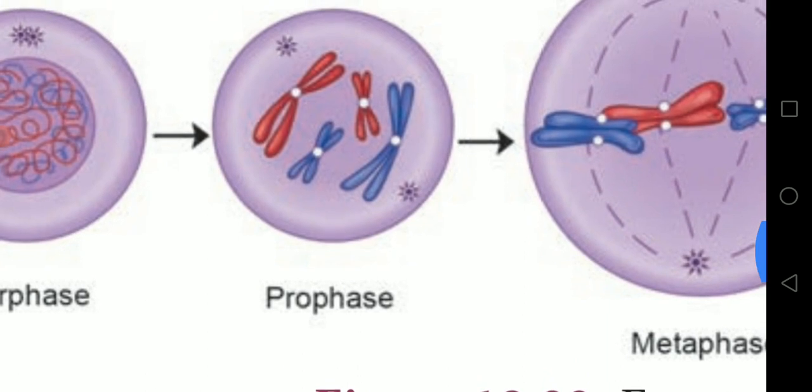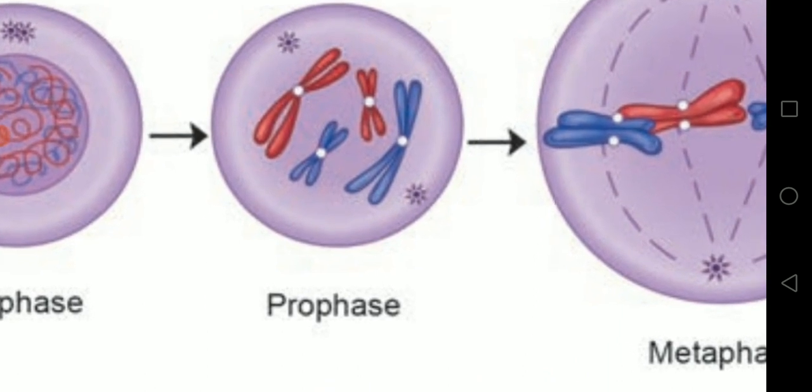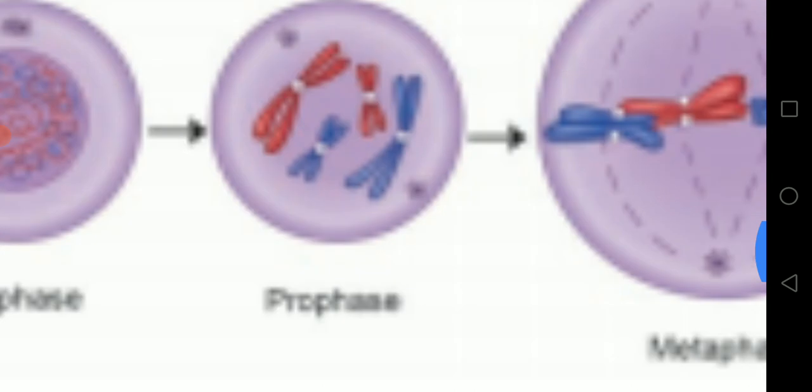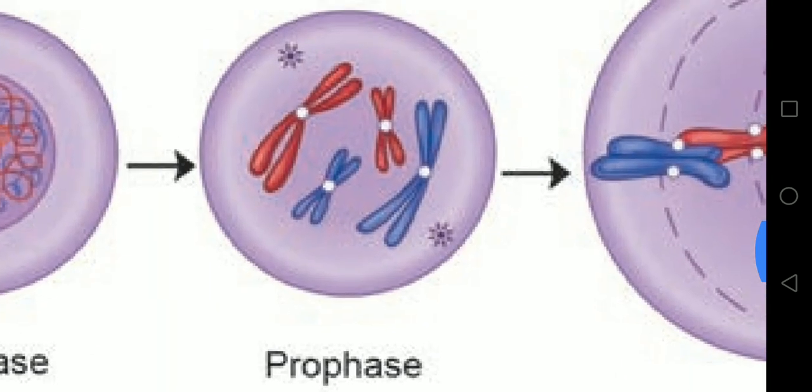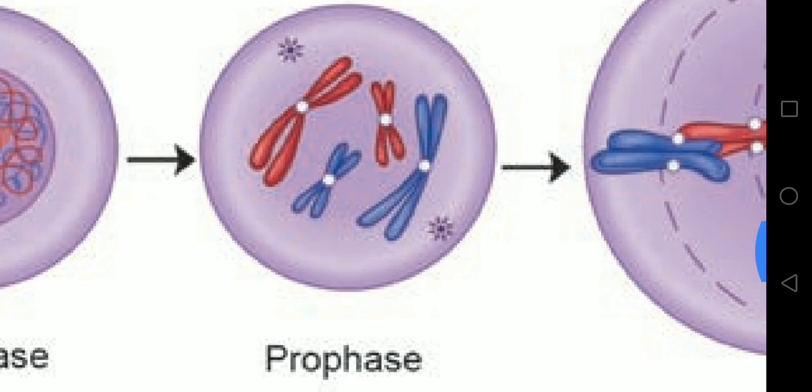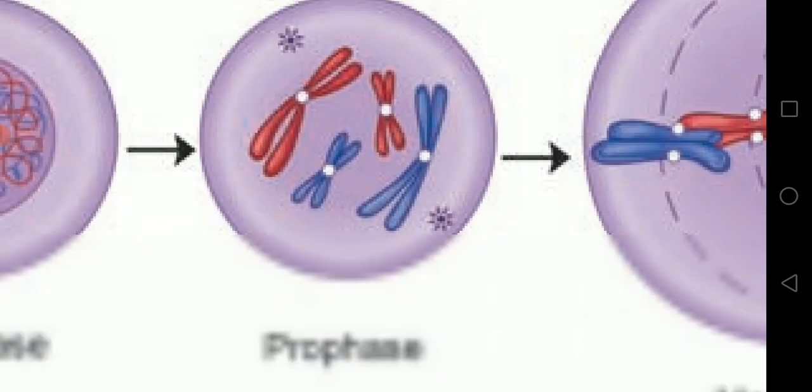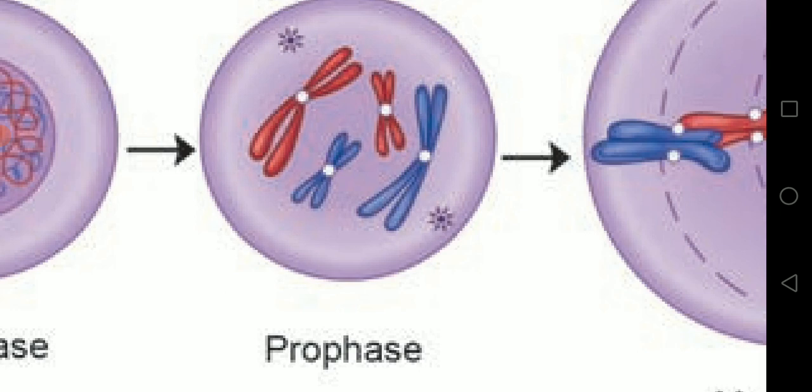Pro means first. During this stage, the chromosomes become short and thick, and are clearly visible inside the nucleus.